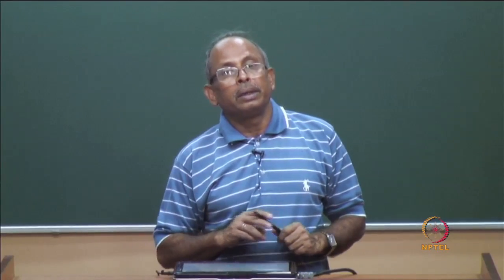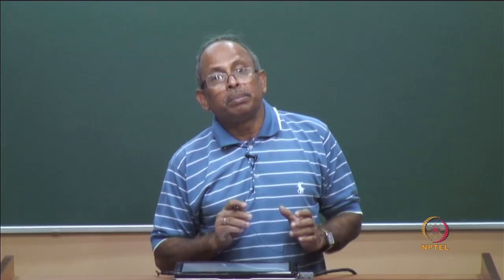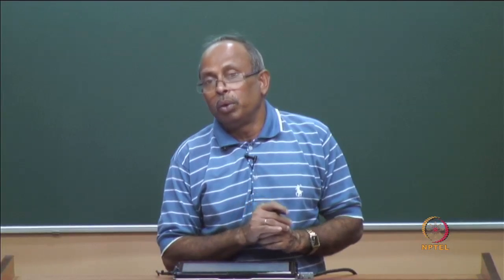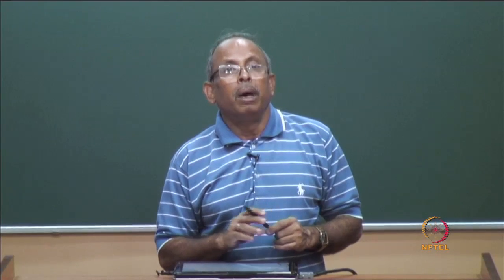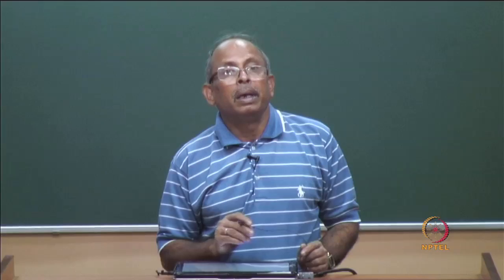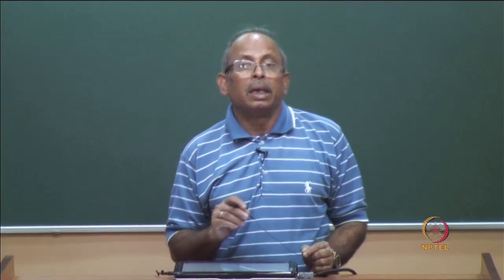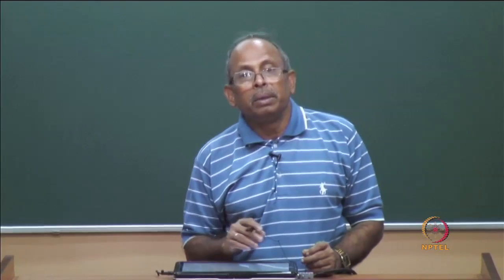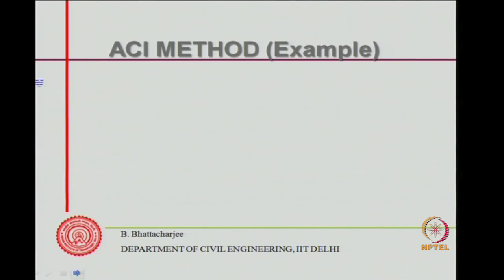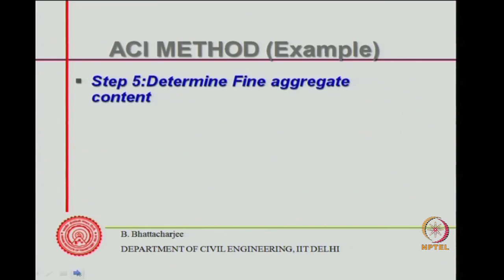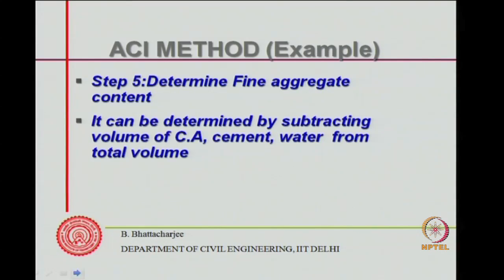So, the coarse aggregate content you get straight away: 66% of the meter cube is actually occupied by coarse aggregate in bulk. Therefore, I multiplied by bulk density, which means there are pores inside, and the rest will be other material. Fine aggregate content I can now determine by subtracting the volume of coarse aggregate, cement, water, and of course the air volume from the total volume.